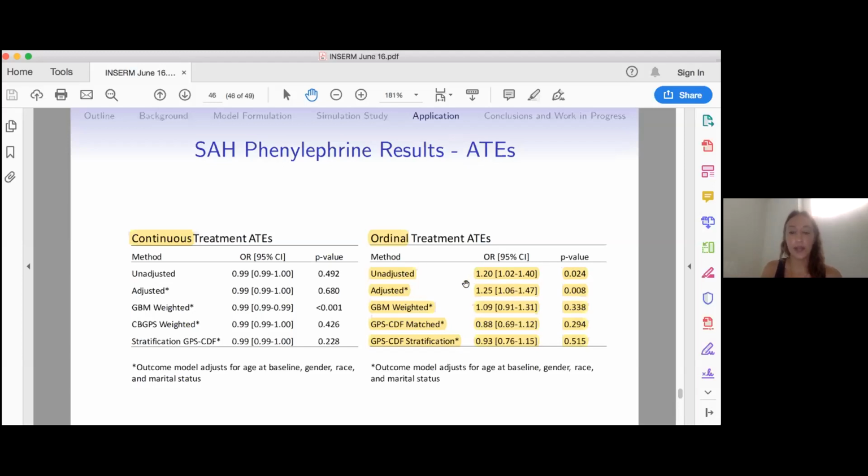Adjustment didn't really help that OR, right? Just an adjusted regression model. When I apply GBM with inverse probability weighting, I attenuate that odds ratio a little bit, and it also becomes insignificant, which is what we believe clinically.